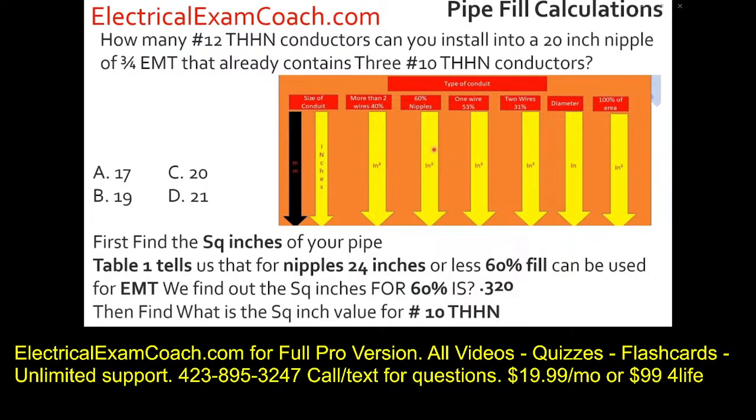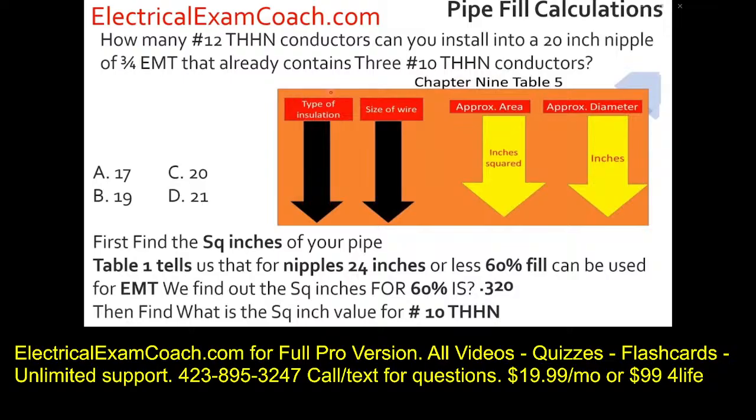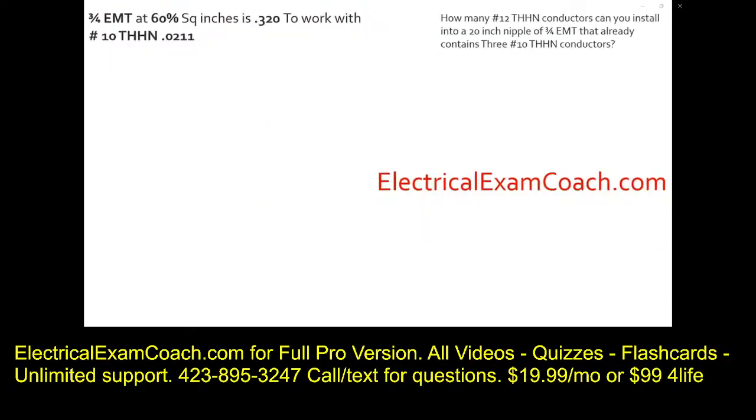We're going to head to Chapter 9, Table 5 and find out the square inch value of our conductors. When we get there, we verify we're in 5 and not 5A. Then we're going to come down and slide on the left-hand side, come over to our size wire. Then we're going to come over to the approximate area, and we're going to find that it is 0.0211. We found out our pipe. We found out our starting conductor.